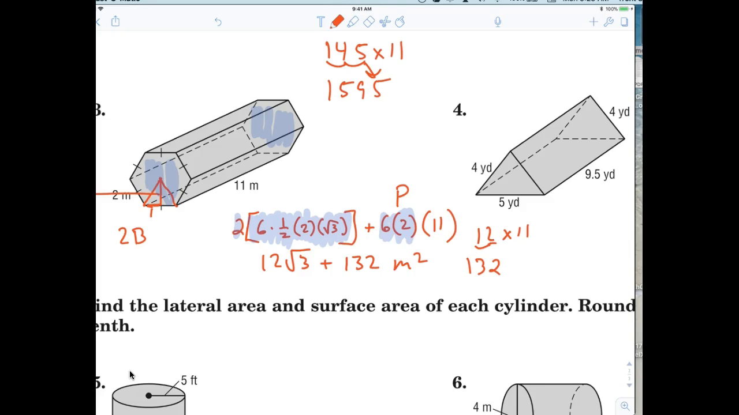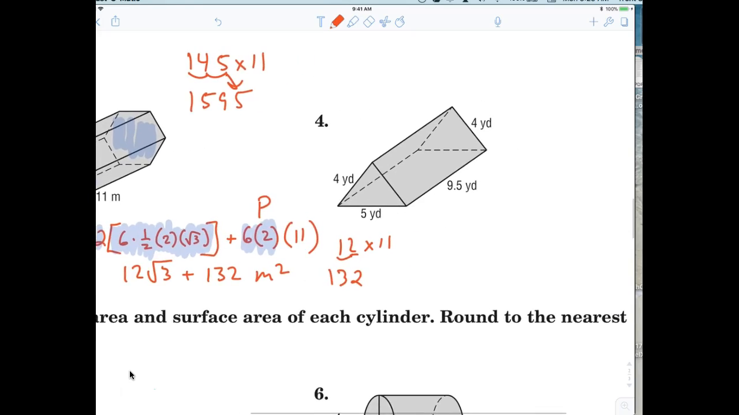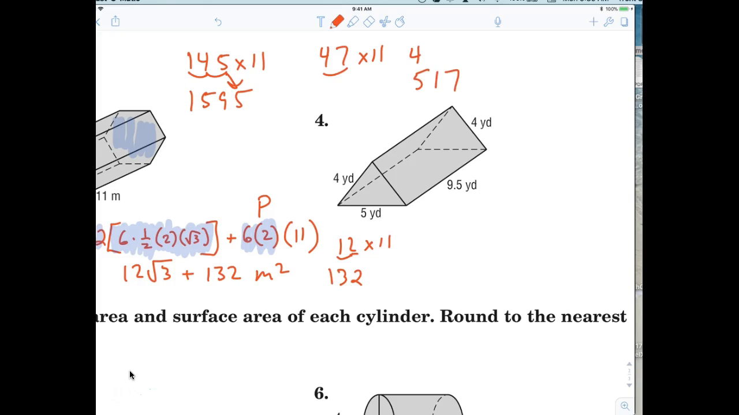Now look, there is a problem, however, if you do 47 times 11. You would put down 4, and then you would add, and you would get 517, because you can't put an 11 there. There's only one number, so you carry.